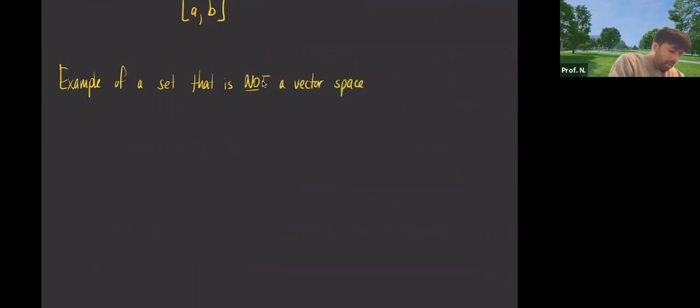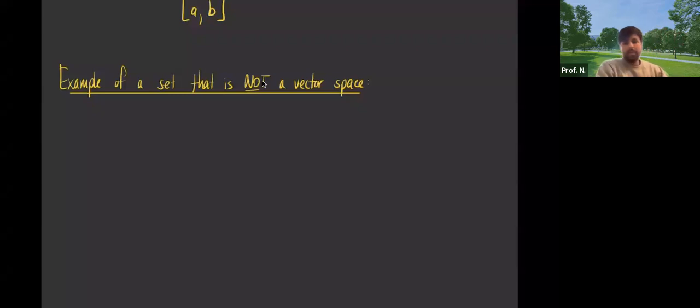So let's talk about an example, a counterexample, of a set that is not a vector space. So if these are all vector spaces, what is not a vector space? Sometimes it's good to know what something isn't to understand what it is. So what is not a vector space?